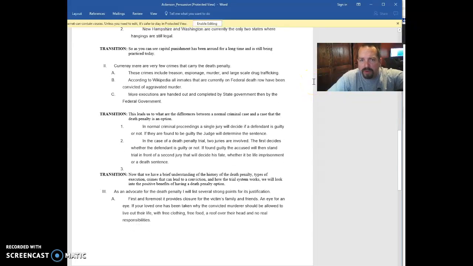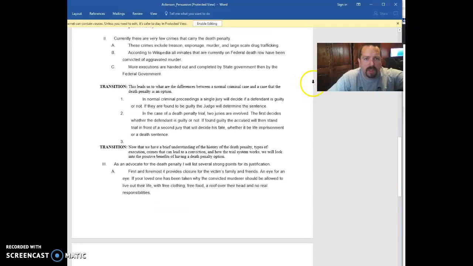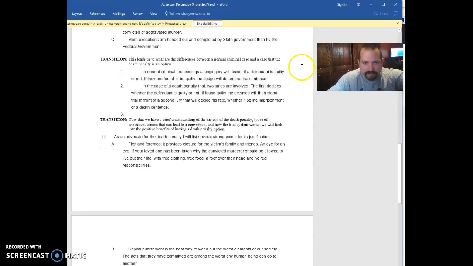Currently, there are very few crimes that carry the death penalty. These crimes include treason, espionage, murder, and large-scale drug trafficking. According to Wikipedia, all inmates that are currently on federal death row have been convicted of aggravated murder. More executions are handed out and completed by state government than by federal government.